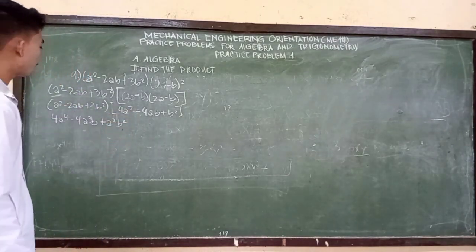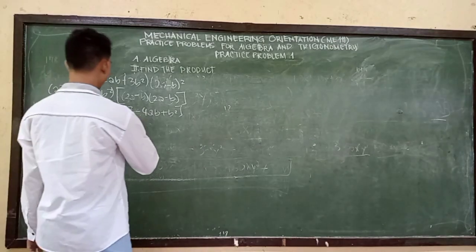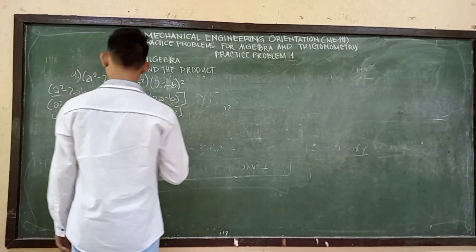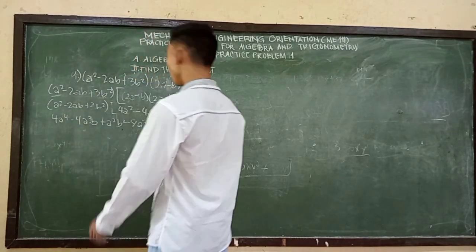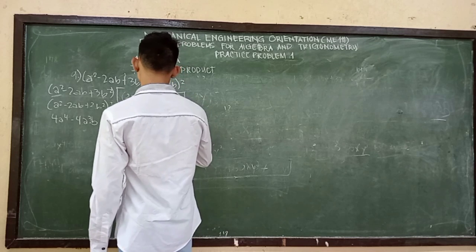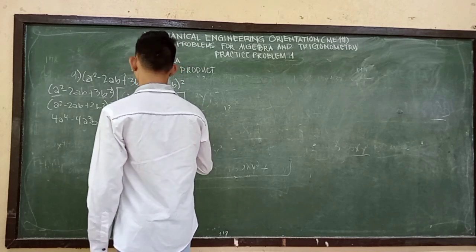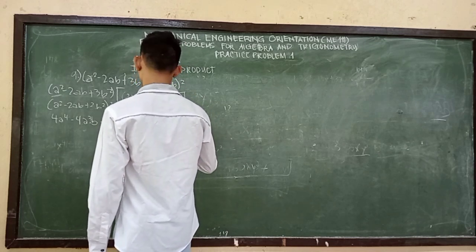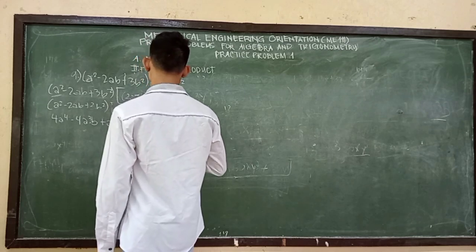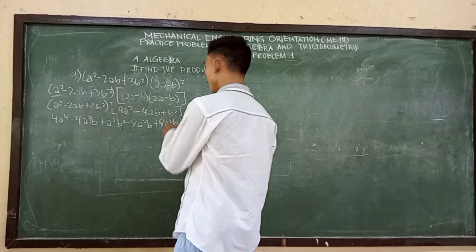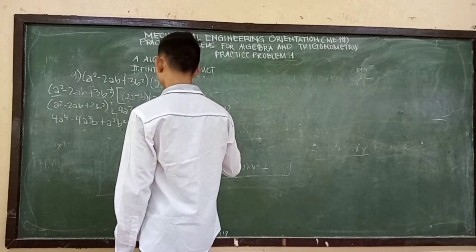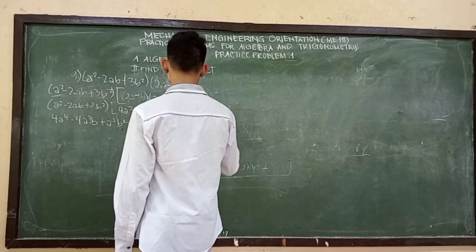Negative 2ab times 4a squared will have negative 8a cubed b. Negative 2ab times negative 4ab will have positive 8a squared b squared. Negative 2ab times b squared will have negative 2ab cubed.